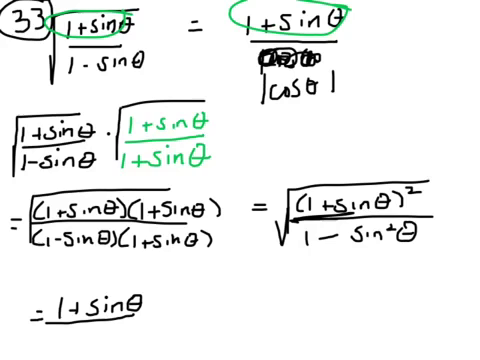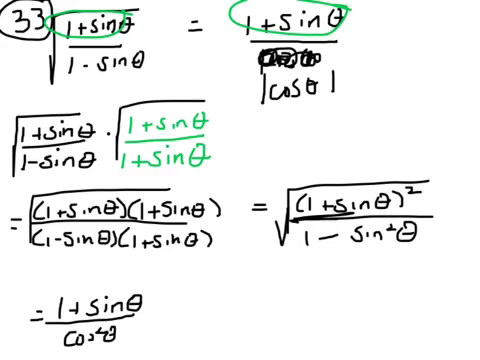Right? Do we have an identity for what 1 minus sine squared theta is? Sine squared theta plus cosine squared theta is 1, so what would it be? It'd be cosine squared theta. If you took sine squared theta plus cosine squared theta is 1, and you subtracted sine squared from each side, you'd get that 1 minus sine squared theta would be equal to cosine squared theta.